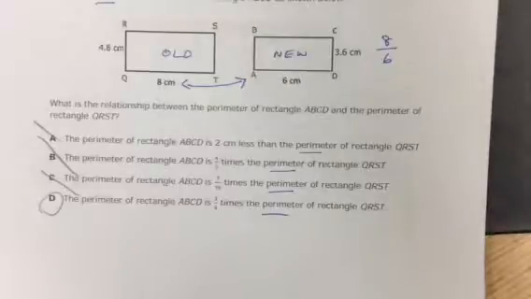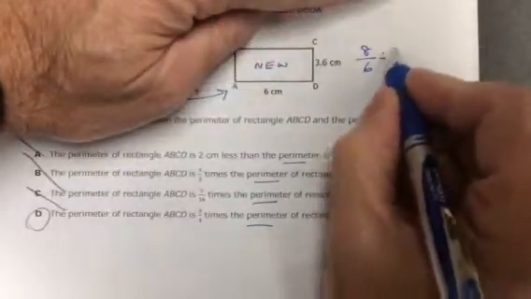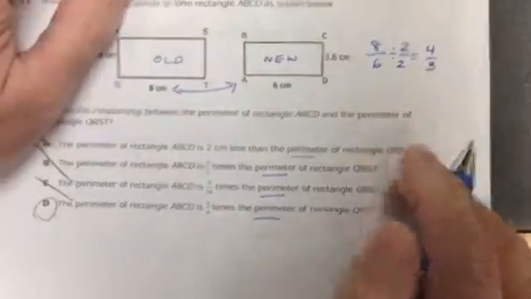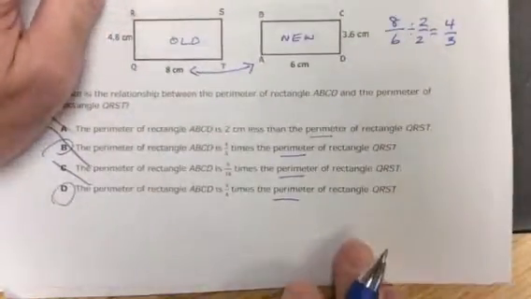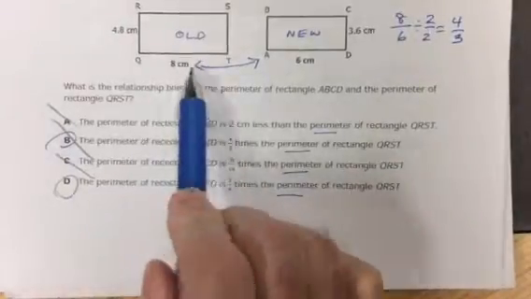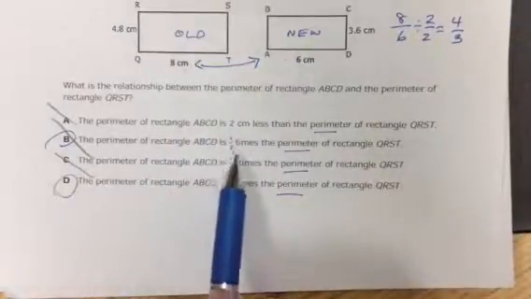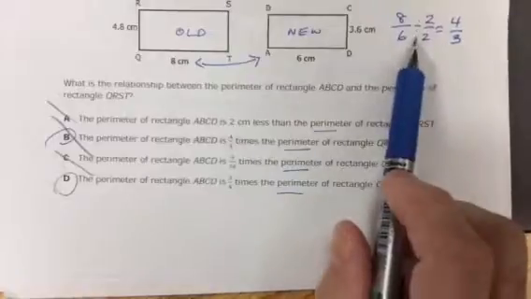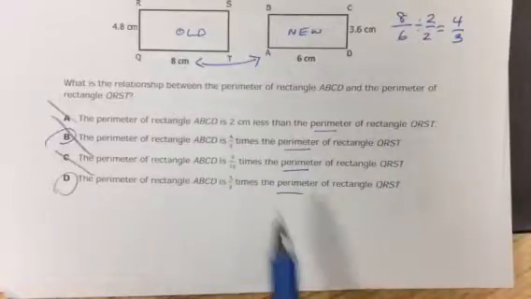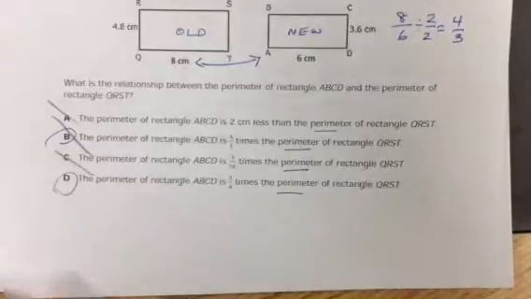You could change them all to decimals. I'm going to simplify to show you that if I divide them both by 2, I get 4/3, and the correct answer was B. All you had to do is old divided by new, and then find which one was equivalent. 8/6 is 1.33333, and so is 4/3. They are equivalent.